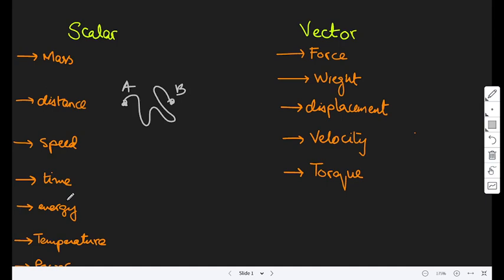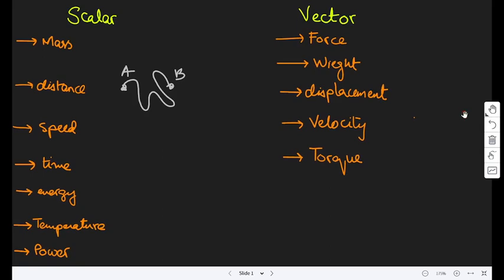Then there is energy. Energy is the capacity of a body to do work. Then we have temperature. Temperature is the average kinetic energy of molecules in a body. Then comes power. Power is the rate of work done or energy converted.